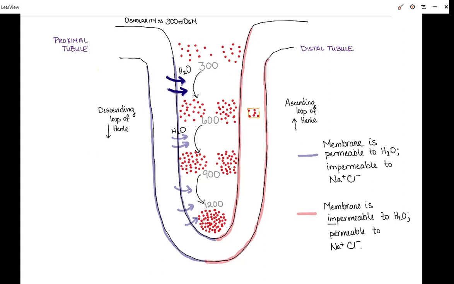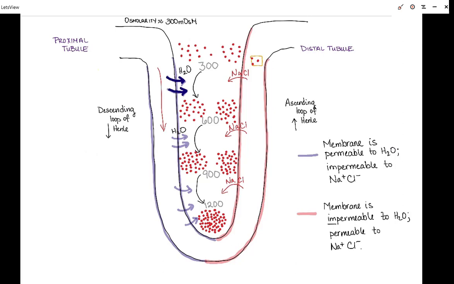Like so. And we are going to finish our trip up and finish removing that salt. Now, something might have occurred to you here, that the trip back up the ascending loop of Henle is actually what sets up the gradient in the first place that allows for water reabsorption down the descending loop of Henle.